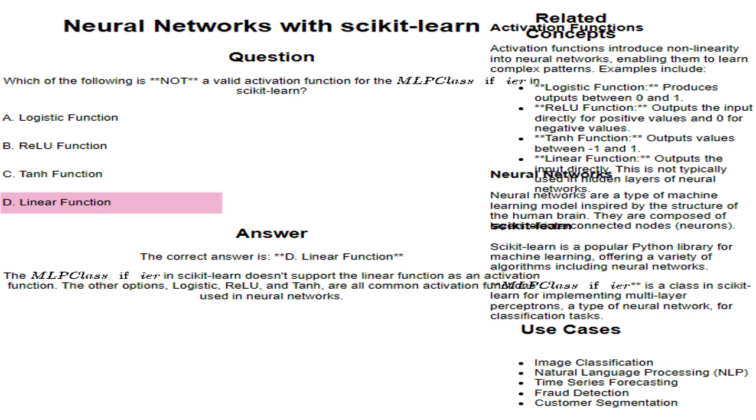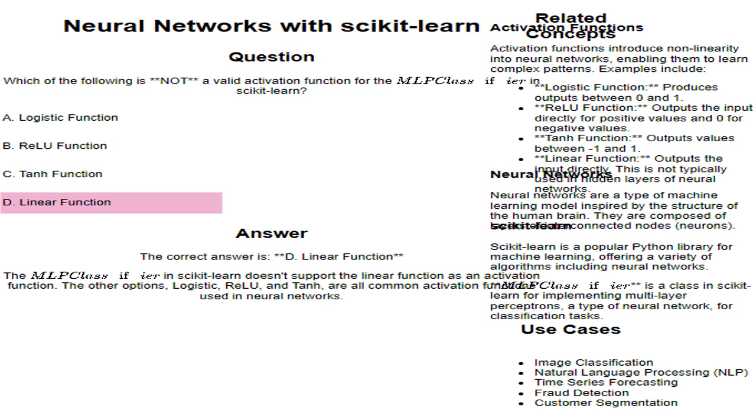ReLU function outputs the input directly for positive values and 0 for negative values. tanh function outputs values between -1 and 1. Linear function outputs the input directly. This is not typically used in hidden layers of neural networks.